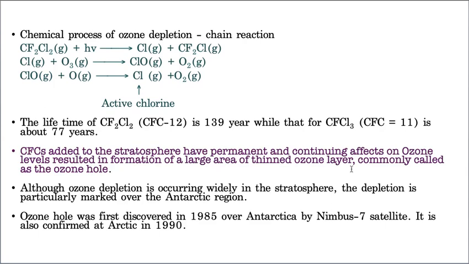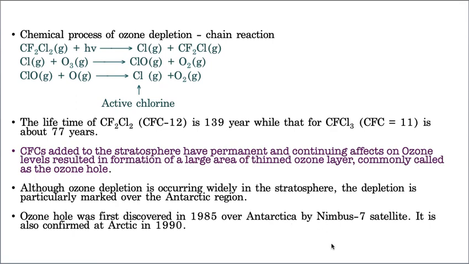Now you understood how the ozone hole is formed. The ozone depletion is most clearly visible in the Antarctic region. In 1985, for the first time, this ozone hole was discovered in Antarctica by using the Nimbus 7 satellite.